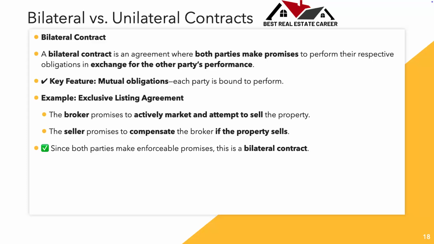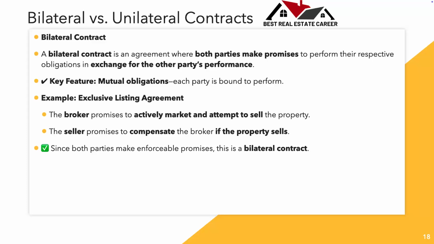That is bilateral. Let's think about the exclusive listing agreement. The broker promises to actively market the property. They're saying, I'm going to put it in the MLS, I'm going to put a sign in the yard, I'm going to host open houses, I'm going to go door knock, I'm going to canvass the area. I'm going to do all the things. I'm going to put it on social media.